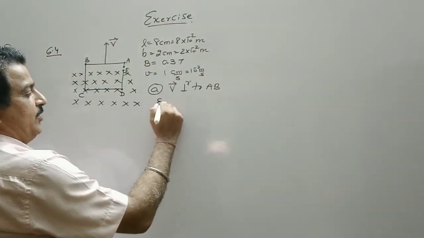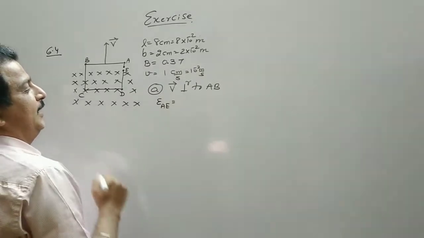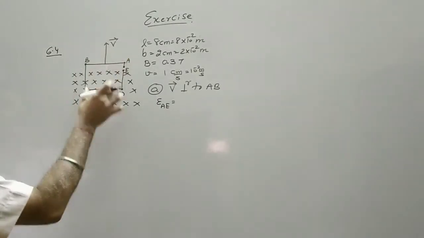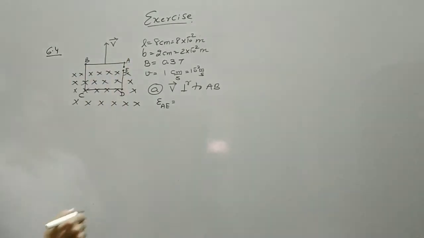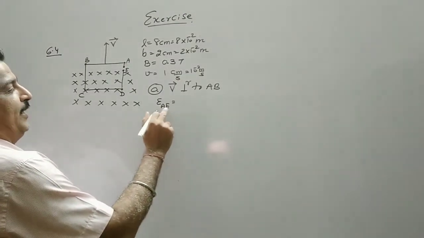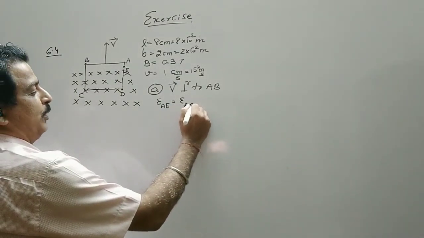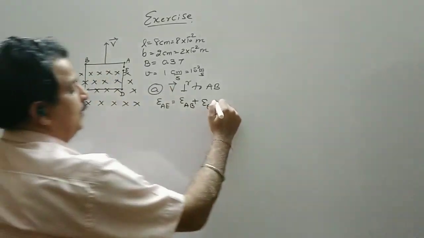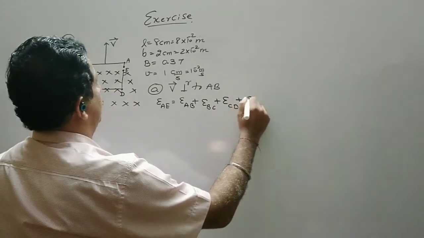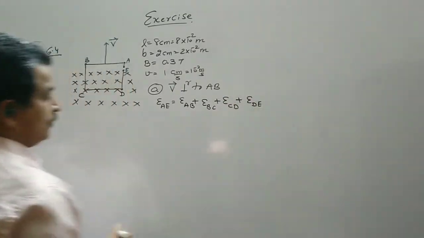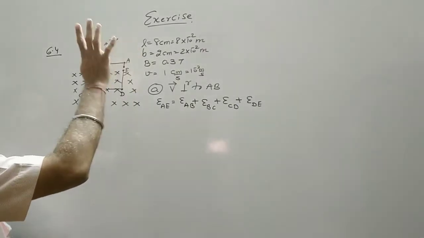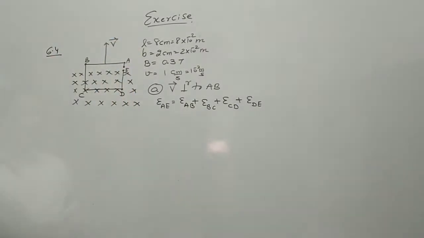The potential difference, EMF induced between point A and E, is equal to, now we assume AB, BC, CD, DE as rods. So EMF induced between point A and E is equal to EMF induced in AB, plus side BC, plus side CD, plus side DE. One point will be at high potential and the other point will be at a low potential.